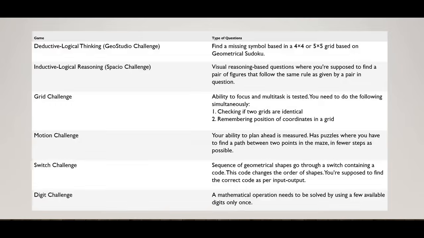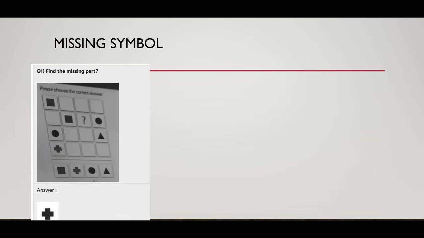So this is the first type of game which we see in Cognizant. Let's solve the first question. This is a previous year question. Here you can see the Sudoku chart, and this is the question mark which we need to fill. We need to find which symbol we can fill here. This is a 4 cross 4 Sudoku. Four options are given here: one is square, one is plus, one is circle, and one is triangle.